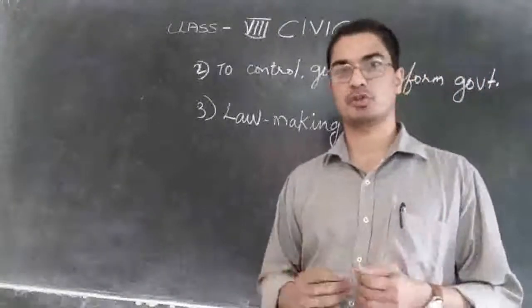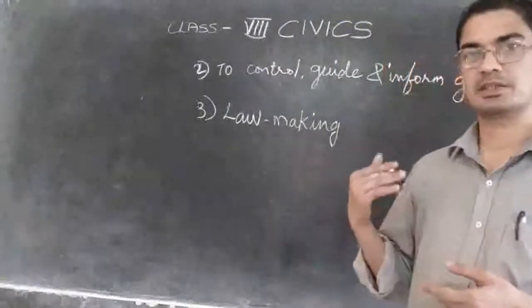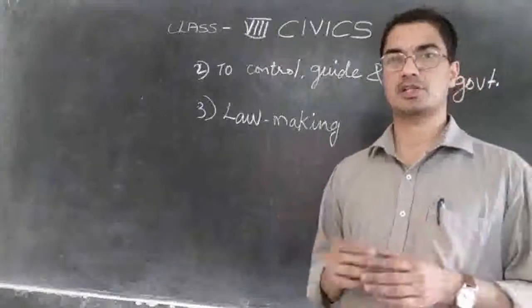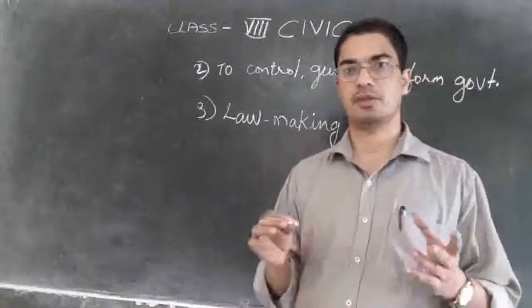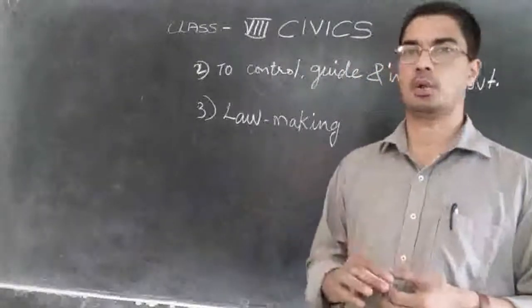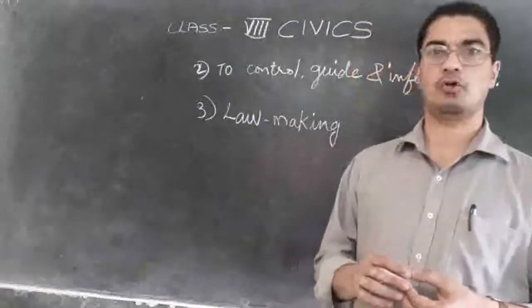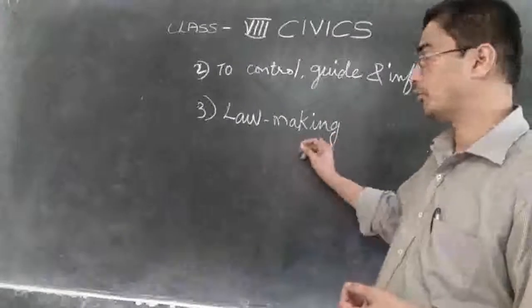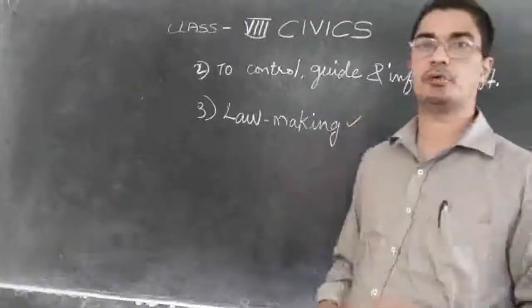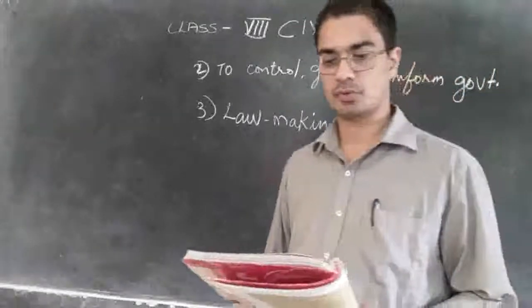Parliament has two houses, Rajya Sabha and Lok Sabha. So it has to be discussed in both houses of Parliament, and in both houses it has to be passed, agreed by more than half of the majority. Only then will it become a law. So the MPs, the members of Parliament, are involved in making laws for the country. That is another important duty of the Parliament, to form the laws.